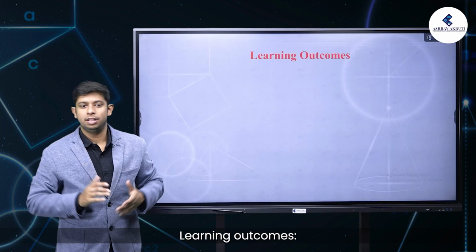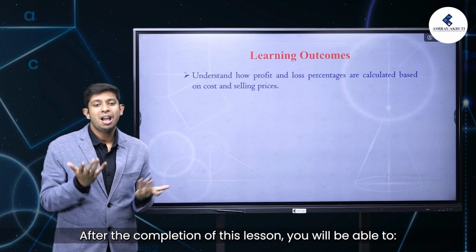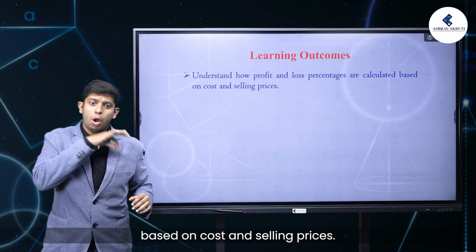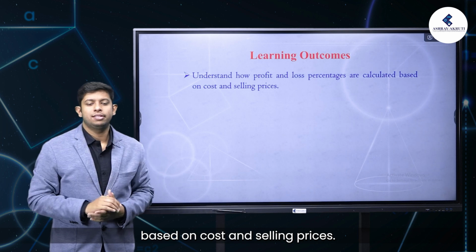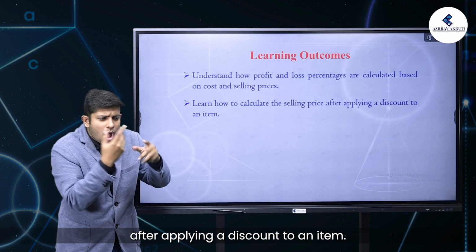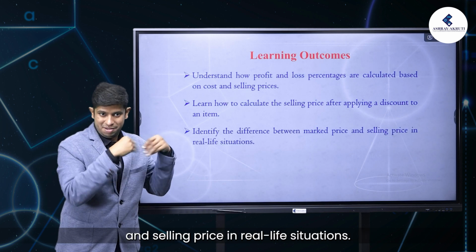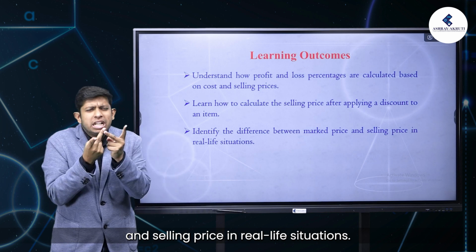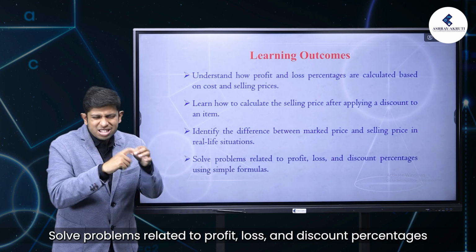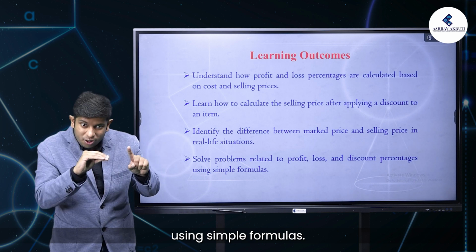Learning outcomes. After the completion of this lesson, you will be able to understand how profit and loss percentages are calculated based on cost and selling prices. Learn how to calculate the selling price after applying a discount to an item. Identify the difference between marked price and selling price in real-life situations. Solve problems related to profit, loss, and discount percentages using simple formulas.